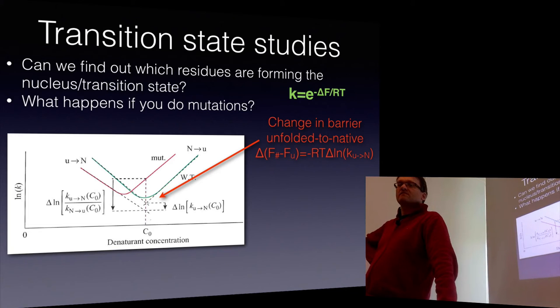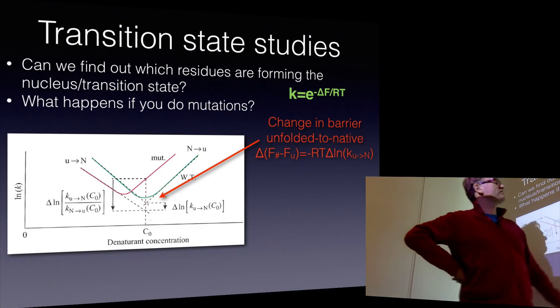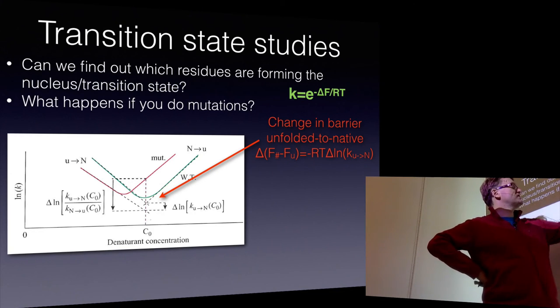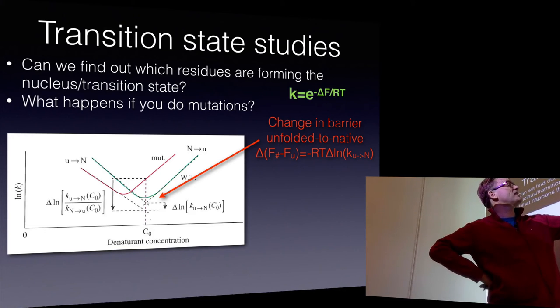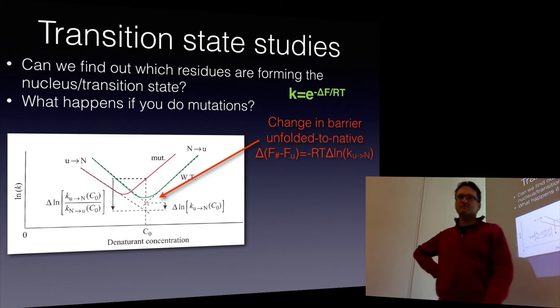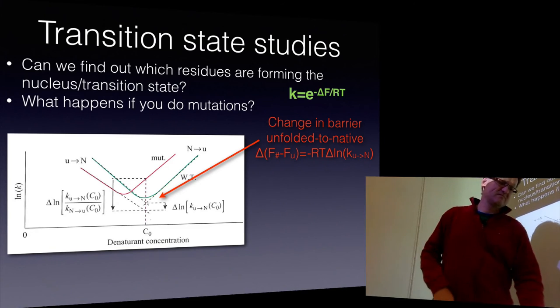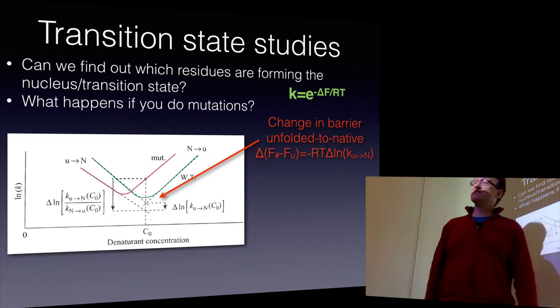Increased in the folded state. Well, the folded state doesn't even enter here, right? We only have unfolded and the transition state. So which was it? If this number dropped, is it because the free energy in the transition state went down or the free energy in the unfolded state went up? Exactly. We have absolutely no idea.